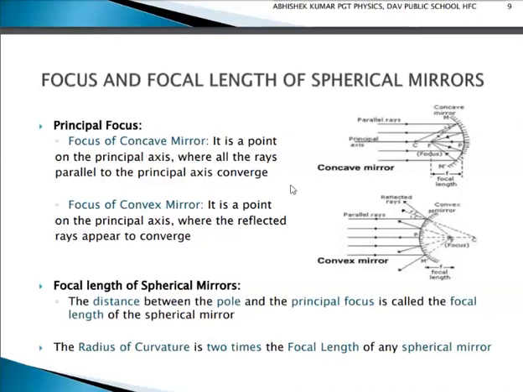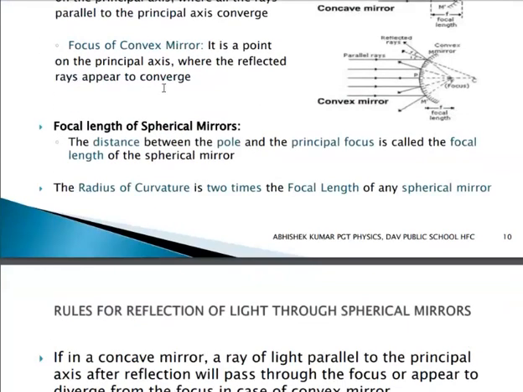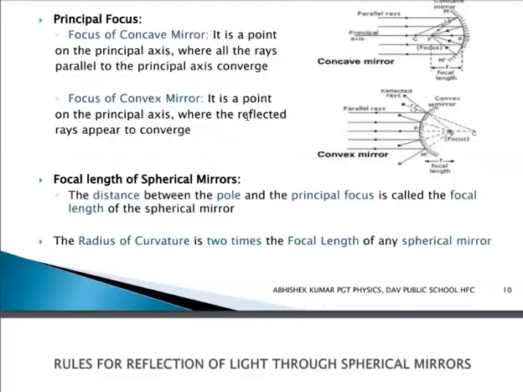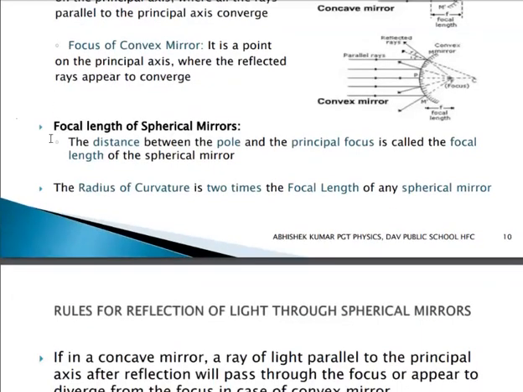Now come to the point, focus of convex mirror. It is defined as the point on the principal axis where the reflected ray appears to converge. A ray coming parallel to the principal axis appears to be diverged out from a point on the principal axis, and that point is called the focus of the convex mirror.